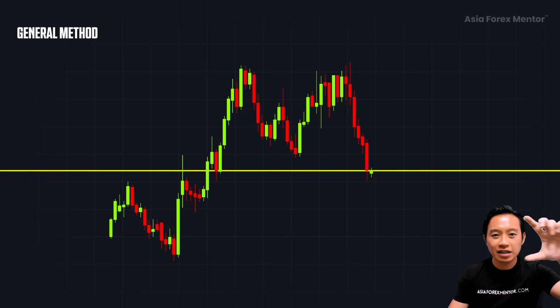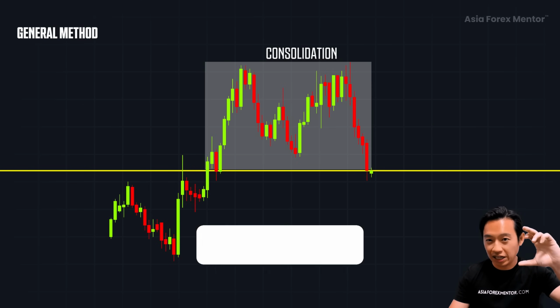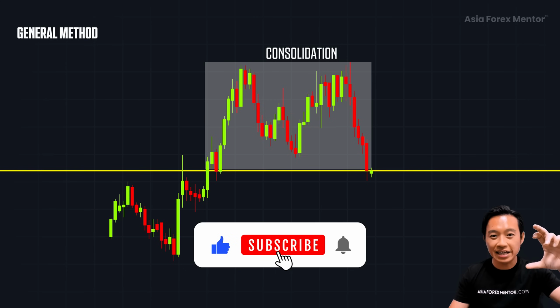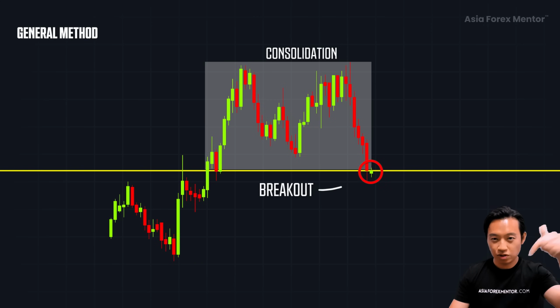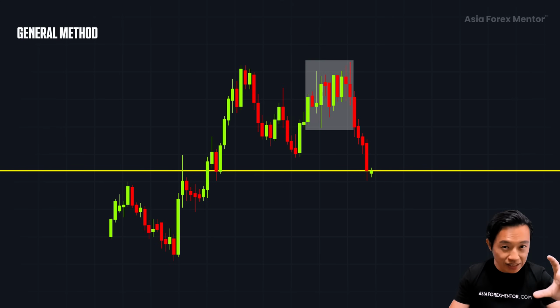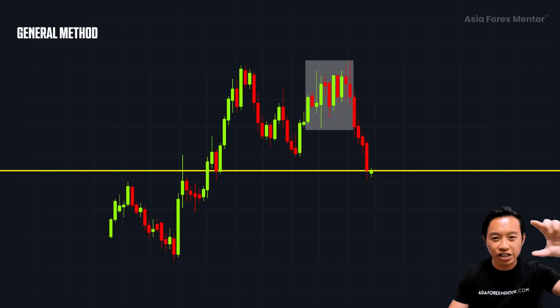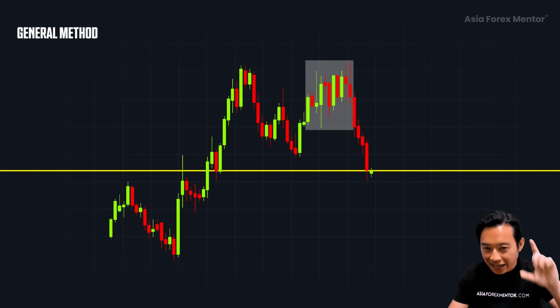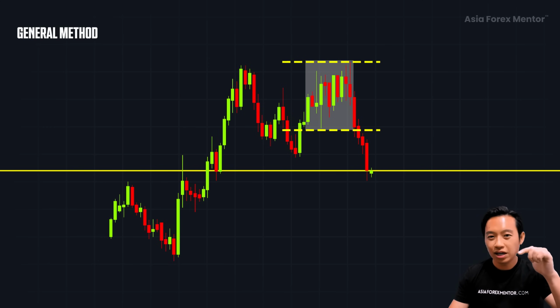Now, you mark the entire consolidation first, right? That price has just broken out of. So in this case, you see price consolidating before what? Breaking to the downside, right? So we can identify the supply zone around this area, right? So we just want to find the consolidation, the entire range over here. And then we draw a box from the highest to the lowest point. So this marks the entire consolidation, right?